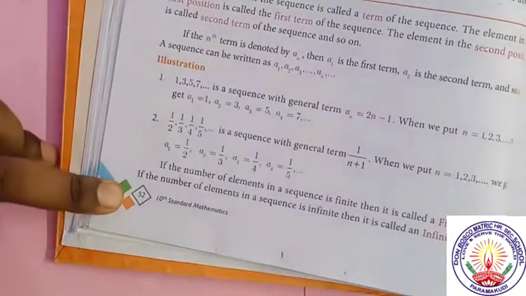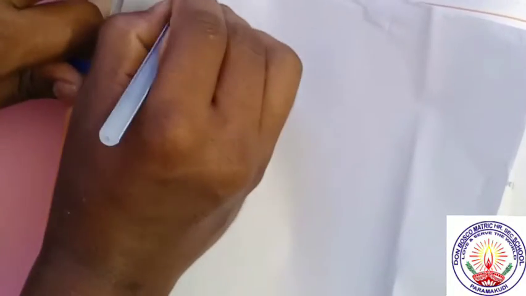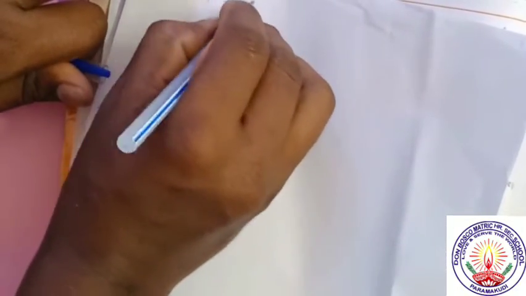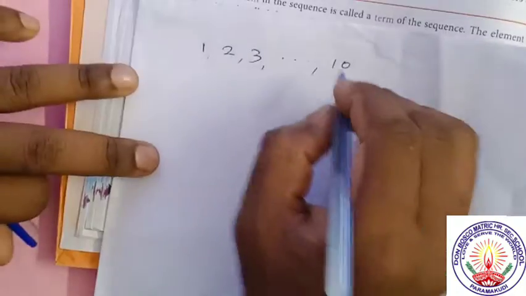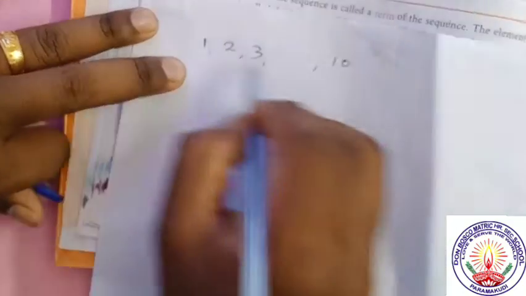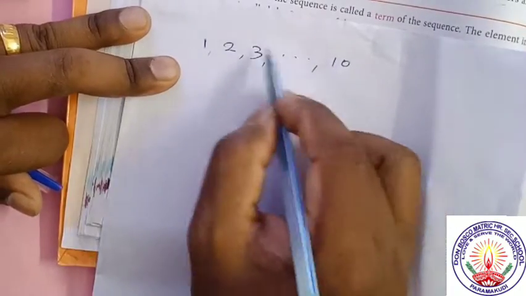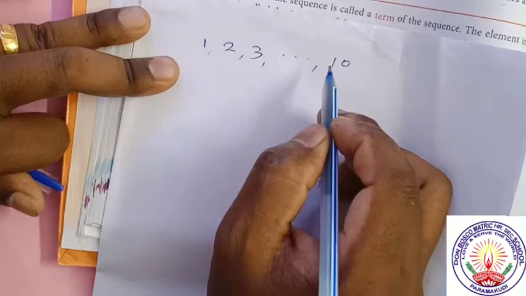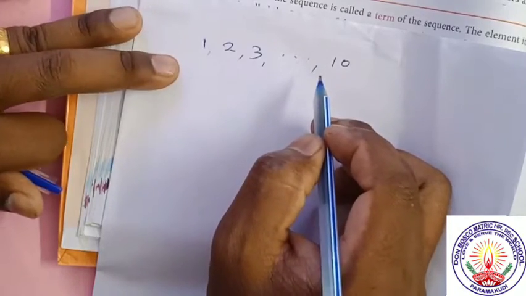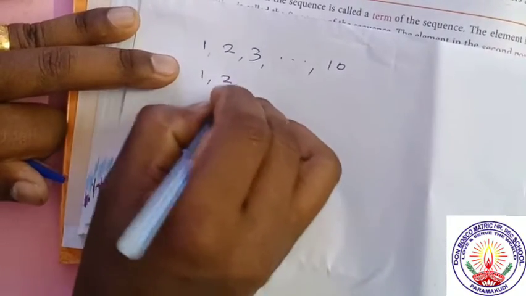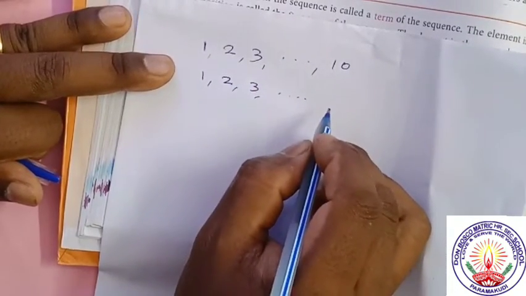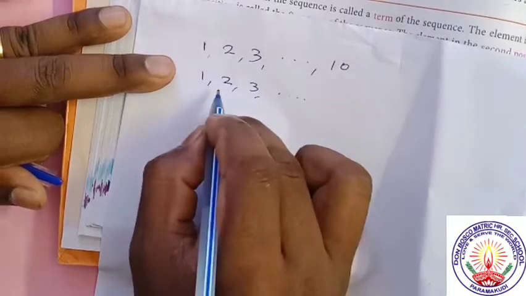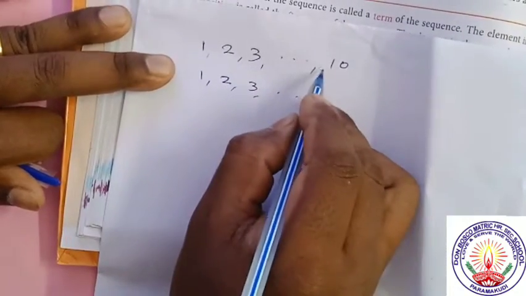For example, suppose 1, 2, 3, dot dot dot, 10. So it is a sequence. It has only 10 elements. So only 10 means it's a countable number of terms. Countable number of terms, it is a finite sequence. If it is 1, 2, 3, dot dot dot, here there is no nth element, no last term. So it is an infinite sequence.